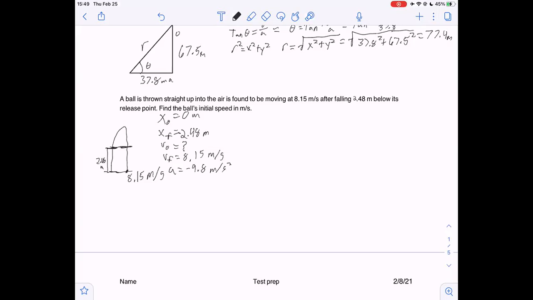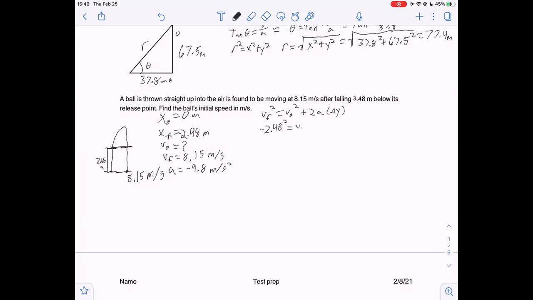This will be, so final velocity squared is equal to initial velocity squared plus 2 times acceleration times delta y. So our change in y is going to be that 2.48. So final velocity, we know, is negative 2.48 squared.